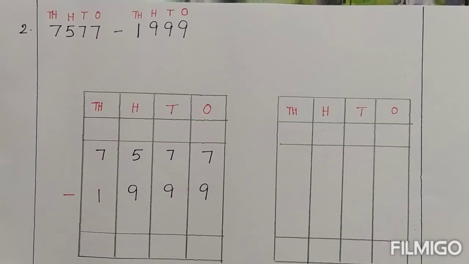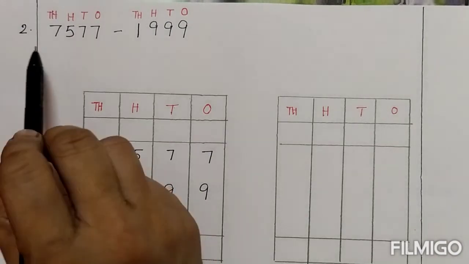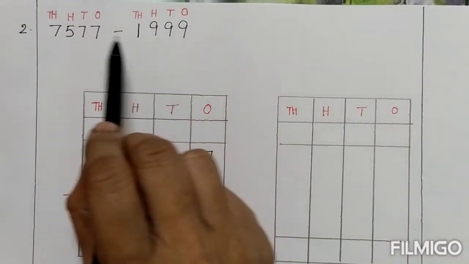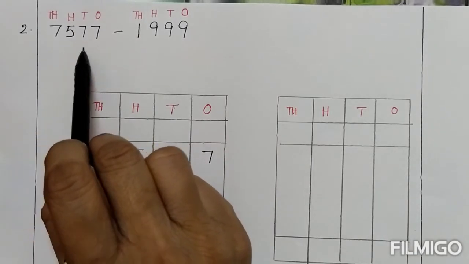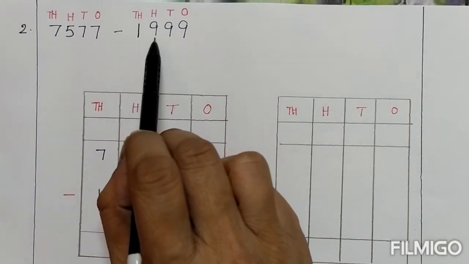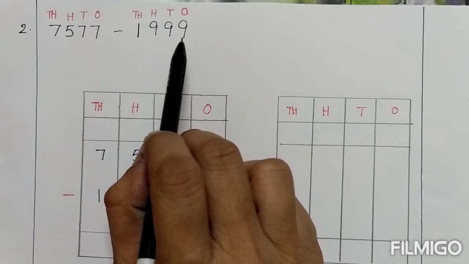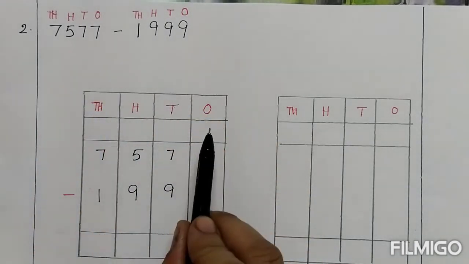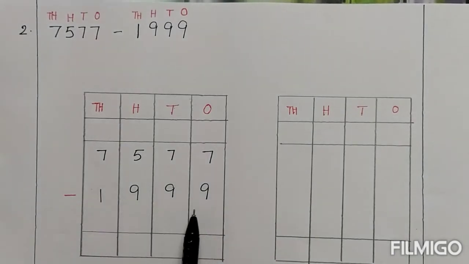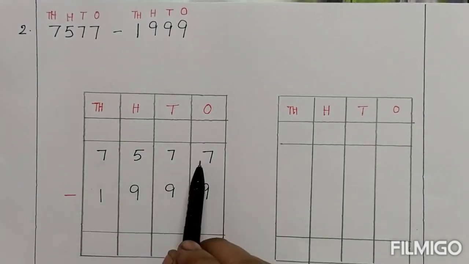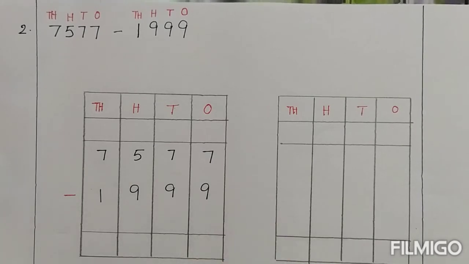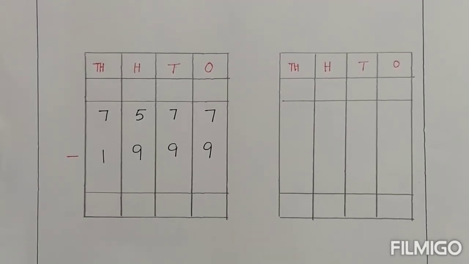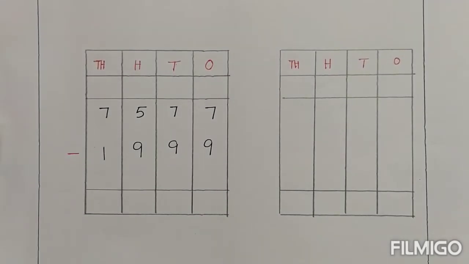Children, now the second one is, here we have two numbers, 7577 and 1999. We'll write the place values. According to the place values, we'll place the numbers. This is the first number and this is the second number. Now we'll do a subtraction. Let's start from the ones column.